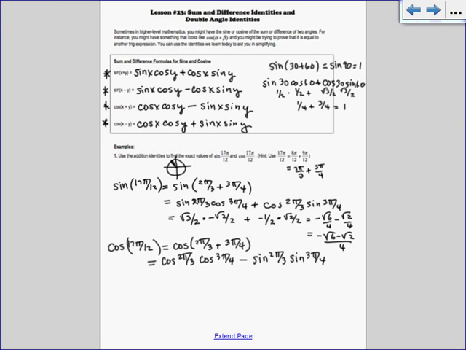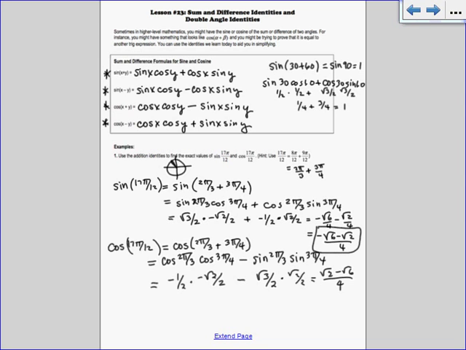And if you find each of those things, cosine of 2 pi over 3 is negative 1/2. And then I have negative root 2 over 2 minus sine of 2 pi over 3, which is root 3 over 2, and sine of 3 pi over 4 is root 2 over 2. So we get positive root 2 minus root 6 all over 4 when we combine them.